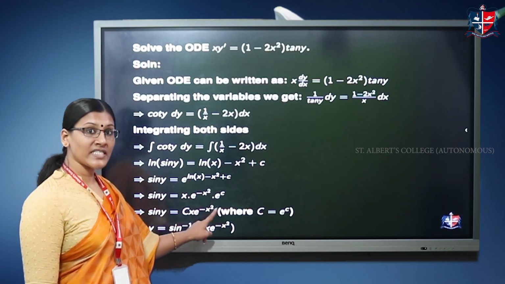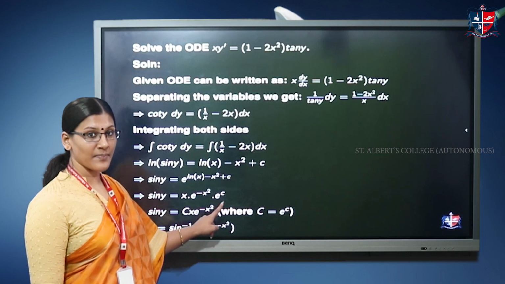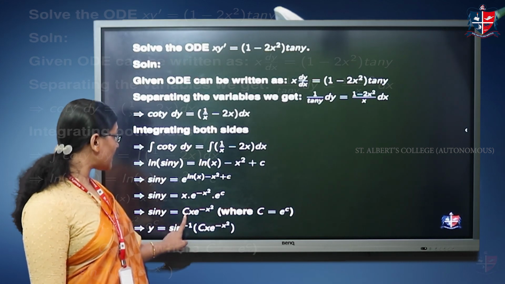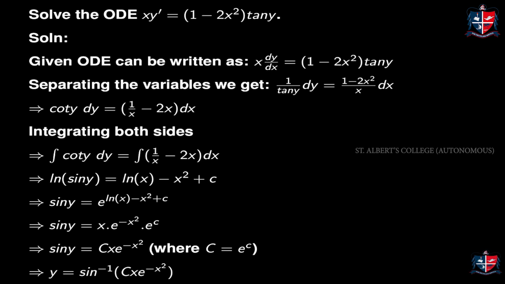Again, e raised to c is a constant. It can be taken as capital C, and we get sin y equal to capital C into x into e raised to minus x square. Again, this sin can be brought to this side and it will become sine inverse. So, the final answer is y equal to sine inverse of C x e raised to minus x square.